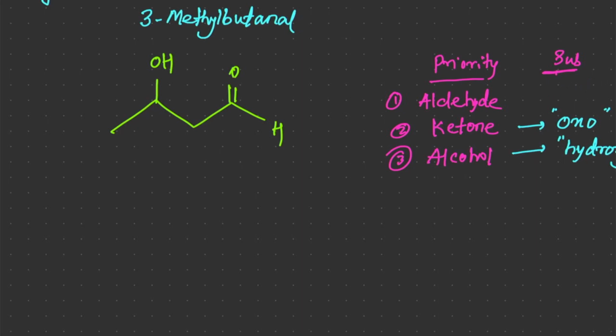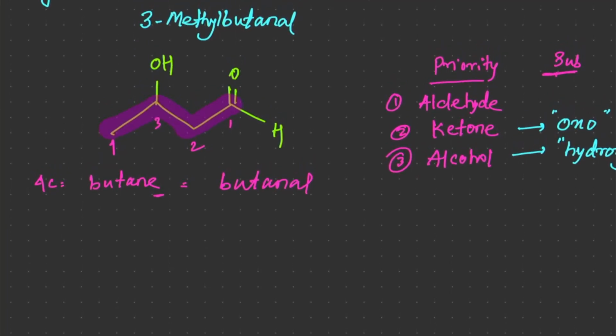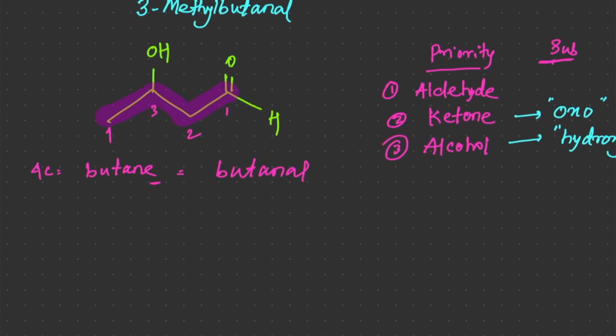So what would you name this one? In this case, your parent must include the aldehyde. So how many carbon atoms do we have here? 1, 2, 3, 4. So it's 4 carbon atoms, butane. Then E is replaced by al, so it's going to be butanal. We don't need to add a number because there can be only one butanal. But if you add it, I won't take points off there.